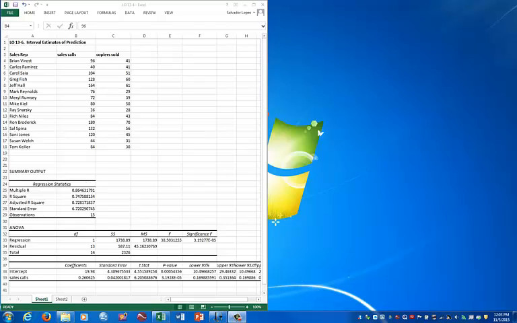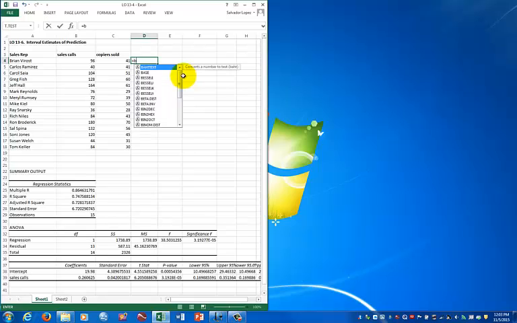In section 6 of chapter 13, we cover interval estimates or prediction. In the previous section, we obtained the regression output using Excel, relating sales calls with copiers sold, and obtained the equation shown here at the bottom: the estimated values of y, in this case copiers sold, equals 1998 plus 0.26 times x.